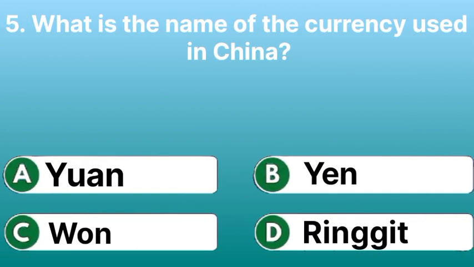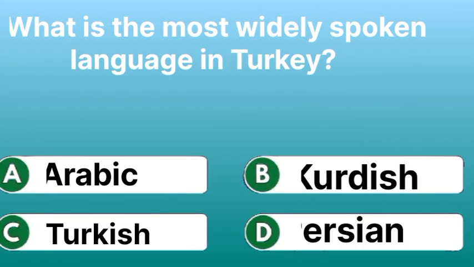Question 5. What is the name of the currency used in China? A. Yuan. B. Yen. C. Won. D. Ringgit. Answer A. Yuan.